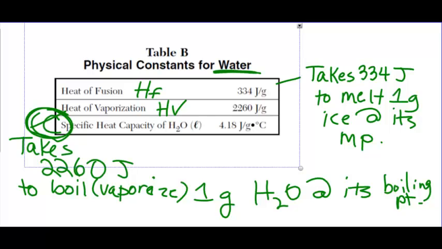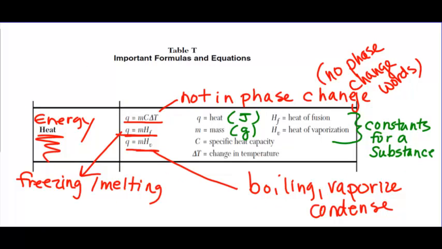Specific heat capacity is your C. It takes 4.18 joules to raise the temperature of 1 gram of water 1 degree Celsius, because now the temperature is changing, right? When you have these two equations, you do not use temperature. Temperature is not involved. Okay? They're going to give you a temperature, but that's just to clue you in that you're at the melting point or the boiling point. Delta T is change in temperature. It's your final temperature minus your initial temperature.